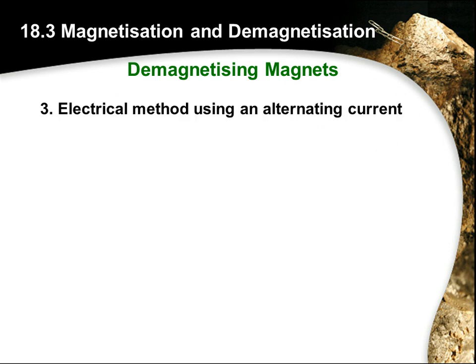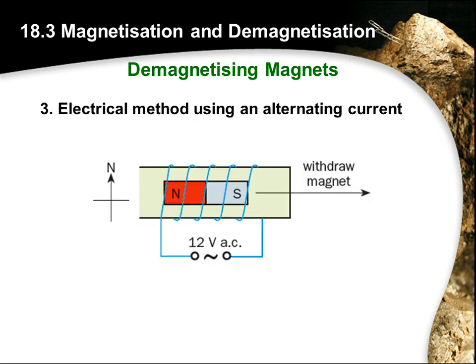And then there's the electrical method. This time we use an alternating current instead of a direct current. The alternating current changes its direction every second, about 50 times, so it causes the polarity of the magnet to change at the same rate. At the same time, you slowly withdraw the magnet out of the solenoid or the coil, and because of that, eventually the domains will be misaligned.